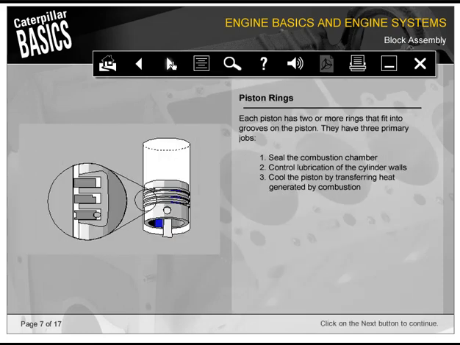Each piston has 2 or more rings that fit into grooves on the piston. They have 3 primary jobs. They seal the combustion chamber. They control lubrication of the cylinder walls. And they cool the piston by transferring heat generated by combustion.